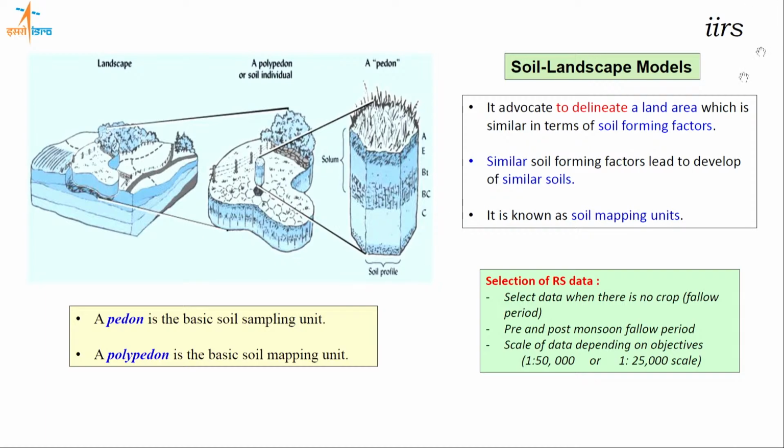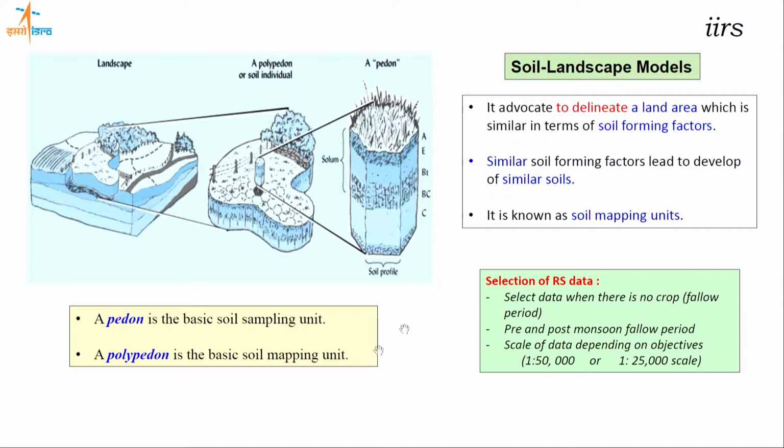So in this soil landscape model, it advocates delineating a land area which is similar in terms of soil forming factors. So my prime aim is to delineate a land area which is similar in soil forming factors. Then similar type of soils, if 2 places have similar soil forming factors, then similar soils will develop, and it is known as a soil mapping unit.